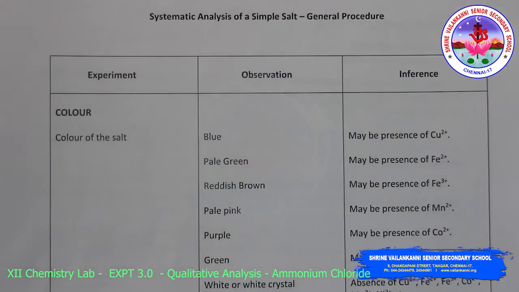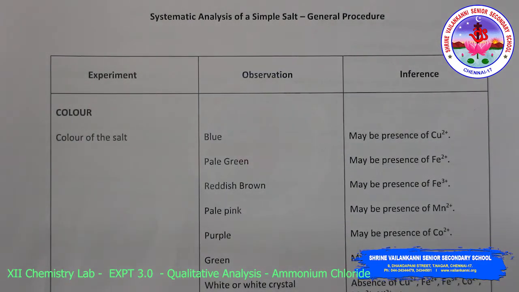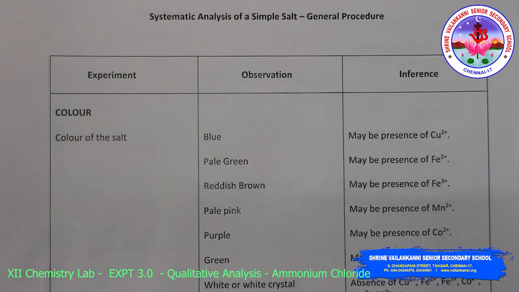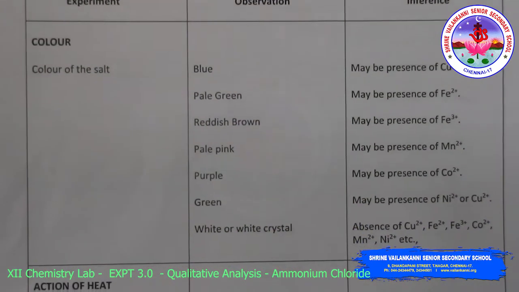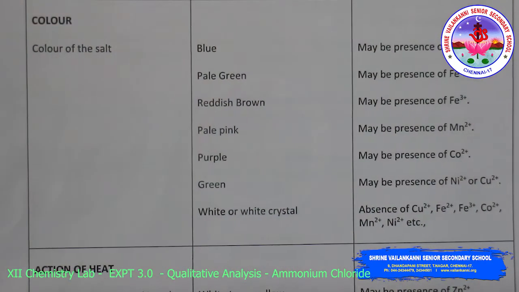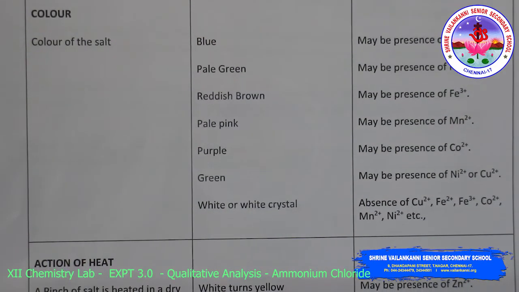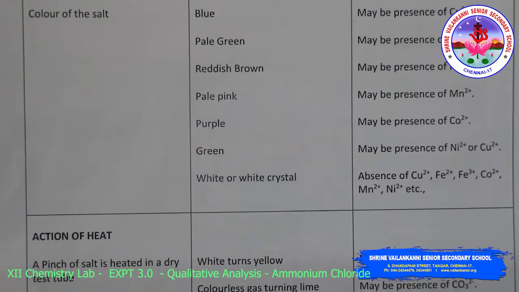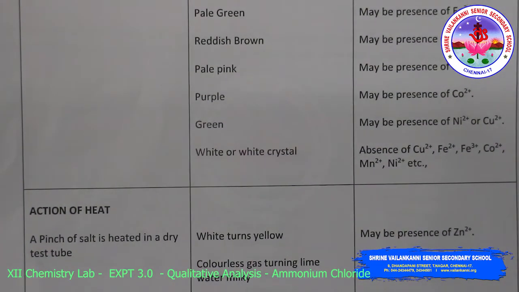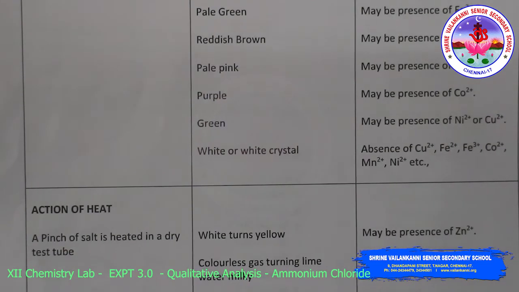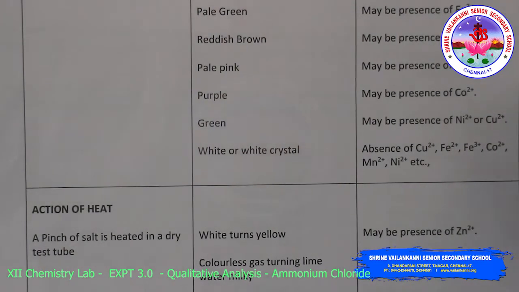If the substance shows blue, there may be presence of copper; pale green, presence of ferrous; reddish brown, presence of ferric; pale pink, presence of manganese; purple, presence of cobalt; green, presence of nickel or Cu2+, that is copper. White or white crystals mean absence of the above salts. That means Cu2+, Fe2+, Fe3+, Co2+, Mn2+, Ni2+, like this.